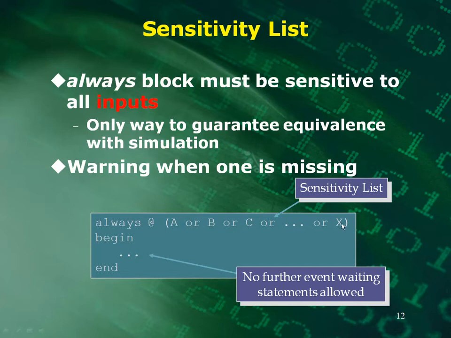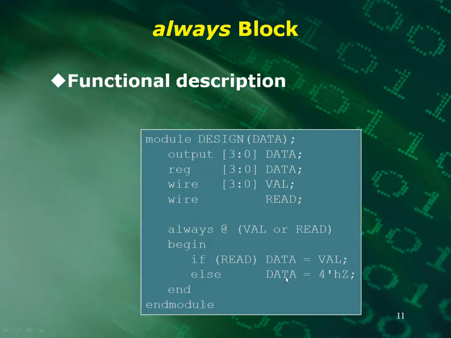Okay, so this is our sensitivity list. We need to put all of them in there. And the key to making this combinational logic is there can be no further event waiting type statements in here. This is the only one that you would have. The rest of everything inside is just purely assignments like we had here. There are no wait statements, no delay things, just pure.